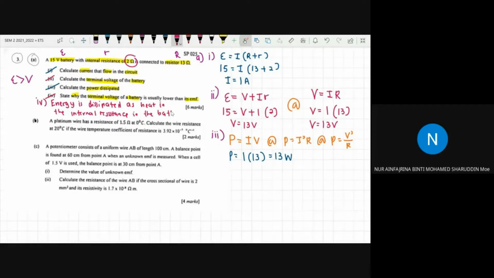So kita tahu internal resistance itu berada di dalam battery. Okay, for example, I have a circuit. Lepas tu maybe misalkan ada satu resistor sini.